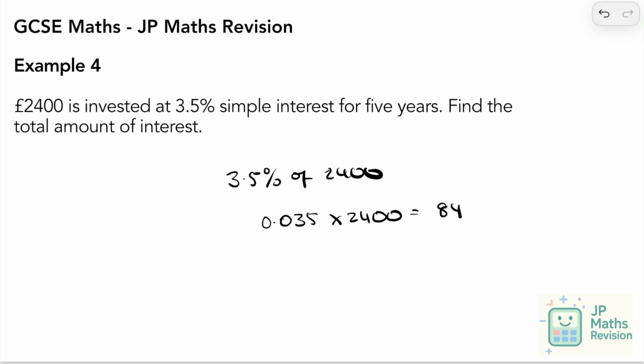So that means it's growing by £84 each year. So after 5 years, it's going to be 84 times 5, which is £420. So that means after 5 years, we have gained £420 in interest. And so the amount of interest is simply £420. And that's the answer to that question.